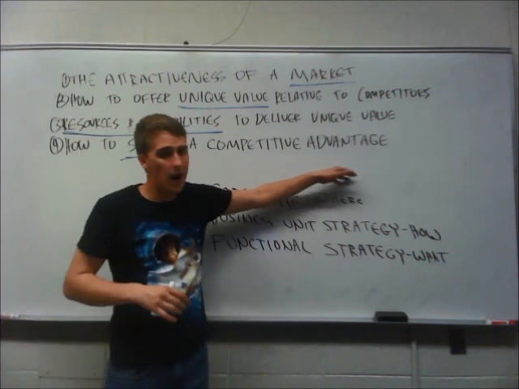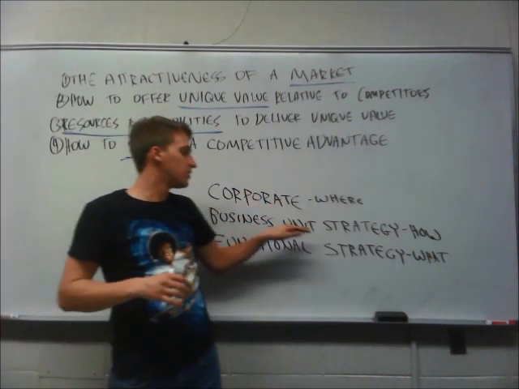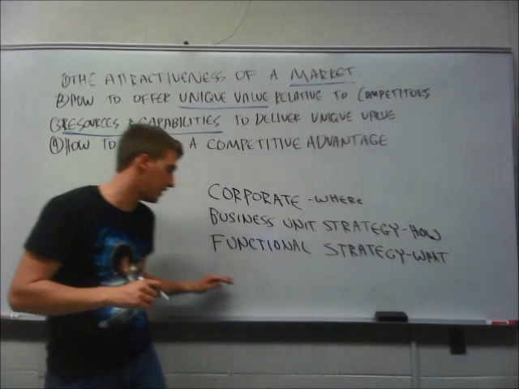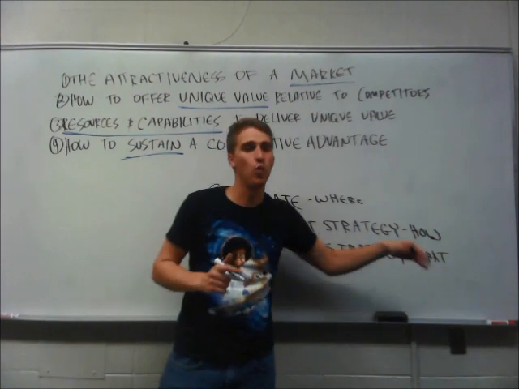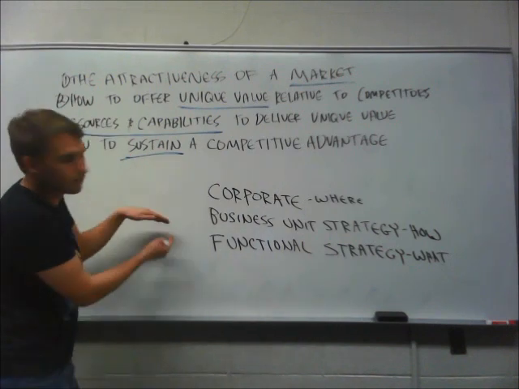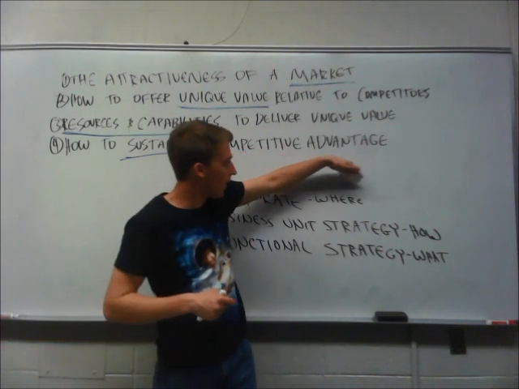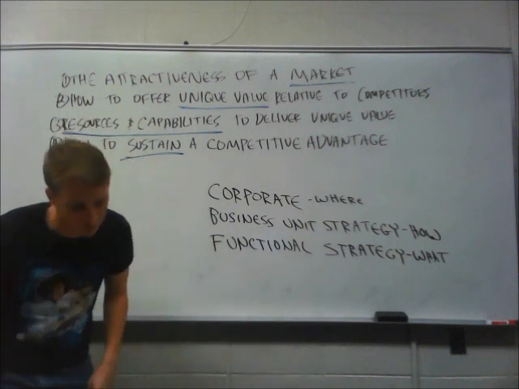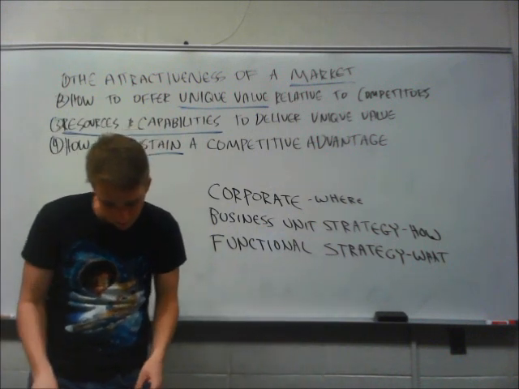So corporate is where they're going to compete. The business unit strategy is how they're going to compete. And then functional strategy is what they're going to do to compete. So sometimes it can get kind of confusing. Think about where, how, and what when you think about these three. It'll help you lay it out in your mind.